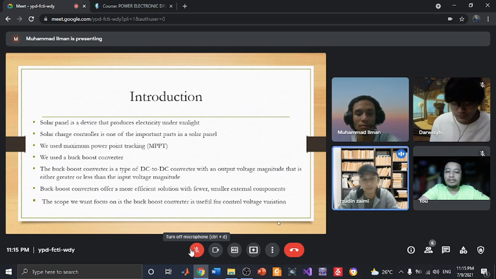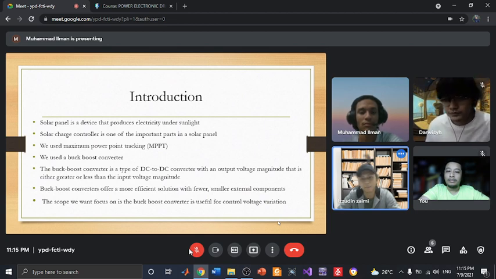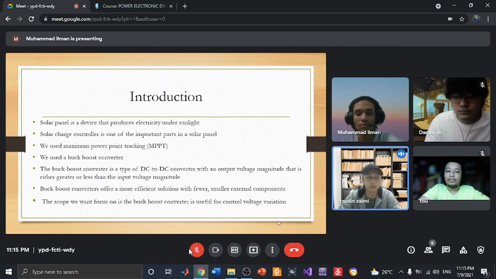Okay, the last one, the scope we will focus on is that the buck boost converter is useful for controlling voltage variation. For extension, we can interface solar power with the same system so the output voltage remains constant with the help of buck boost converter. Okay, next I will pass to my friend Naim to present about methodology.